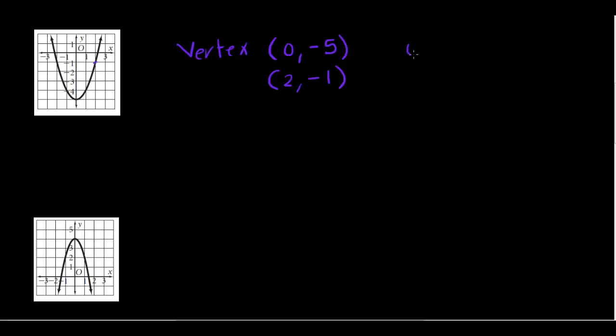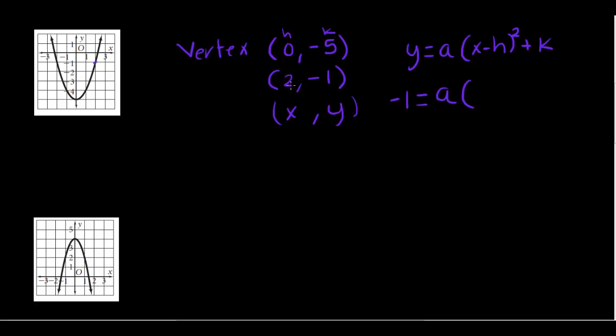Now remember, the vertex form is y equals a times x minus h squared plus k. So what we're going to do is substitute the information in here. We're looking for the value of a. So we're going to use the values of x and y on this point. And this one represents the vertex. So this one is going to be h, and this one is going to be k. So y is -1 equals a, x is 2 minus h, which is 0, squared, minus 5, because k is -5.